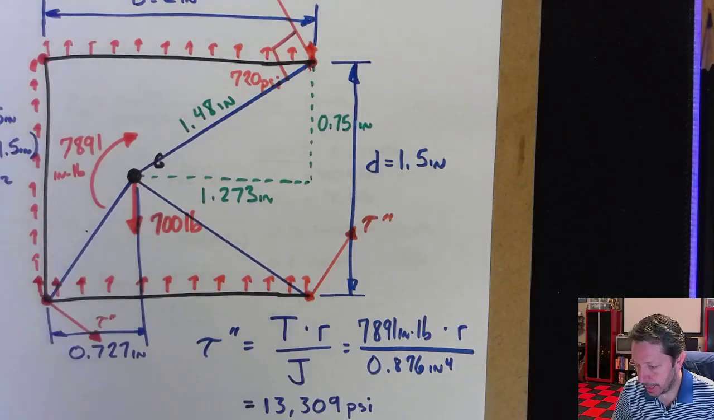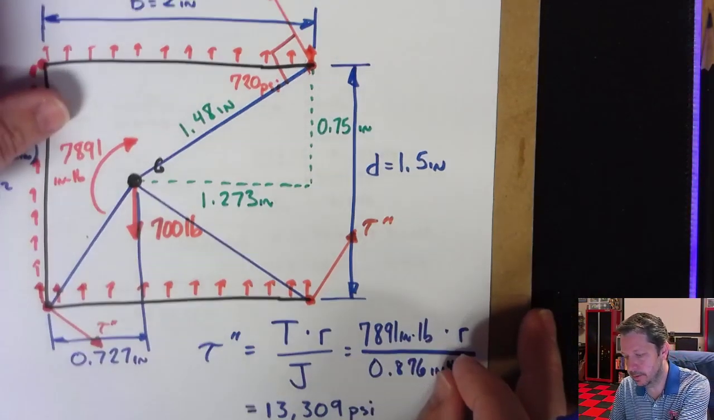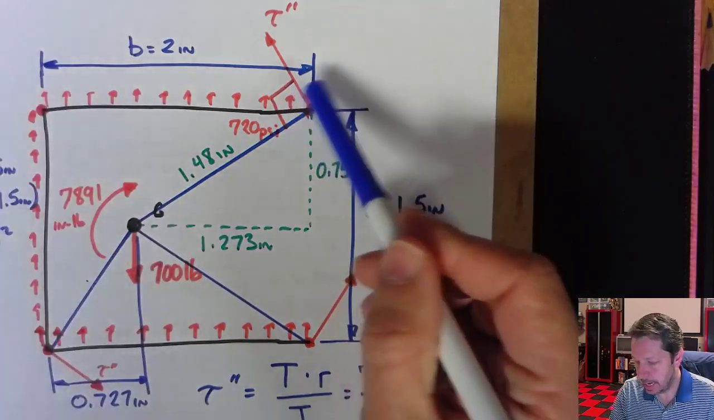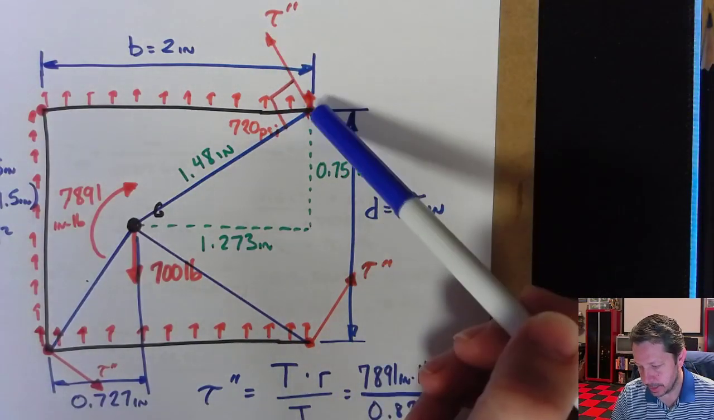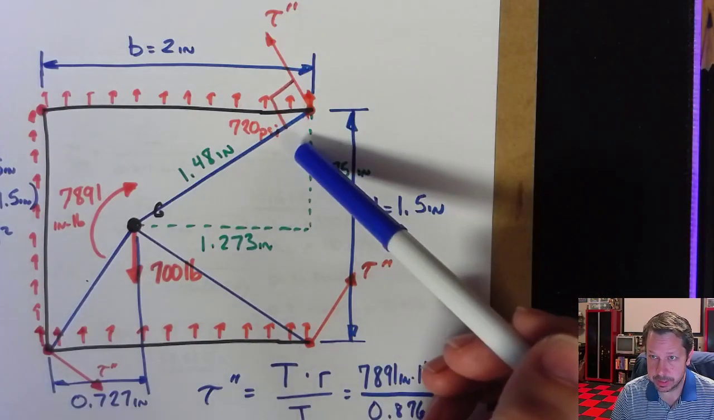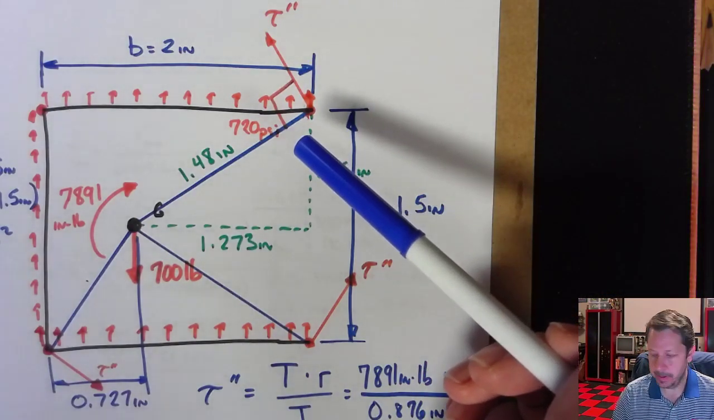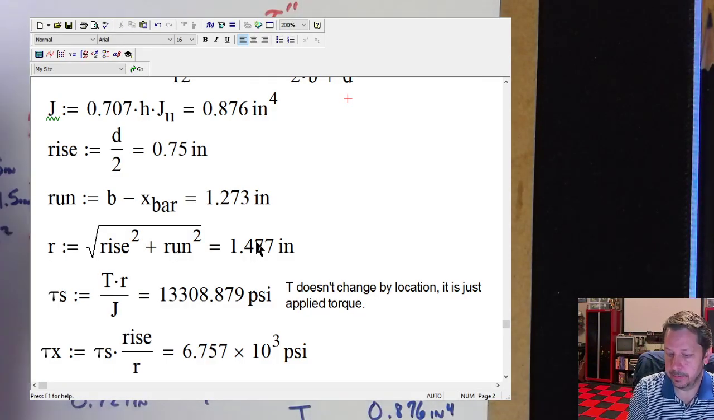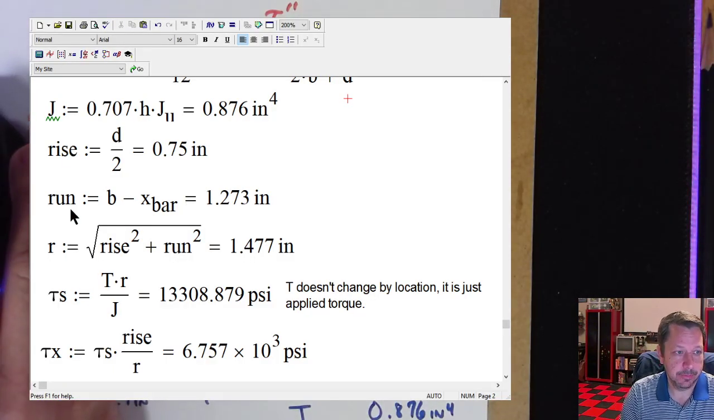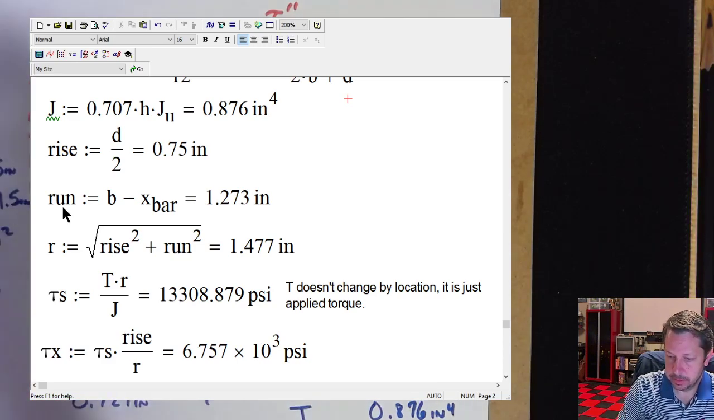Okay, but I don't just add tau prime to tau double prime. Can't just add them together because they're not totally adding together. They're not in the same direction. So I have to add the Y components together and I have to add the X components together. So I do have to do that. And that's why I put, in MathCAD, rise and run in here.